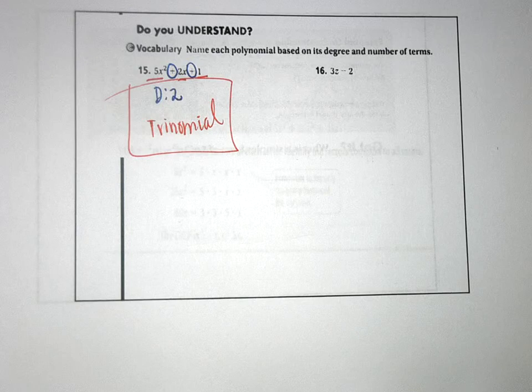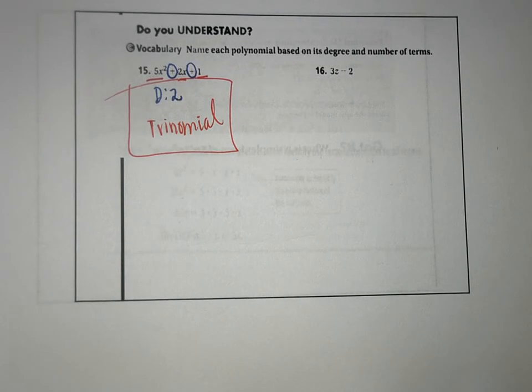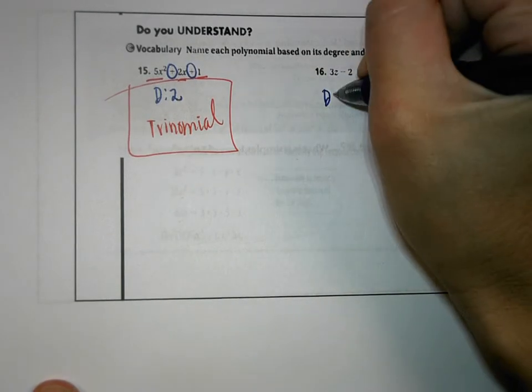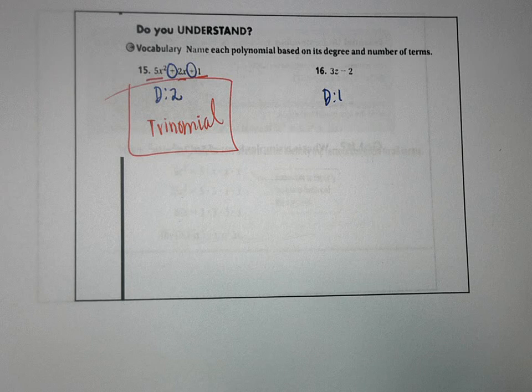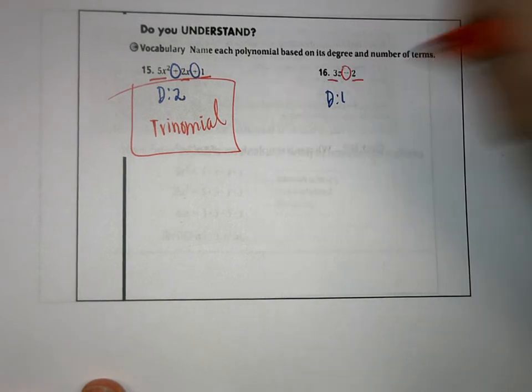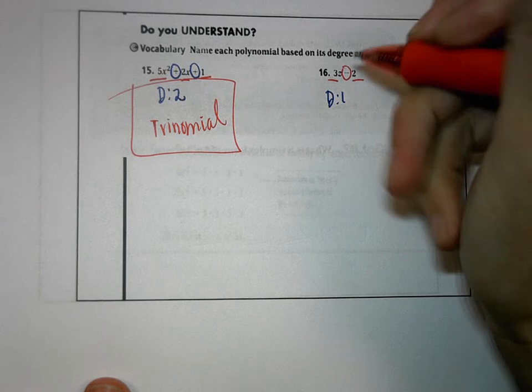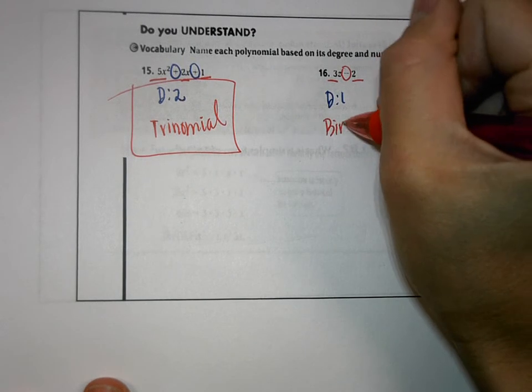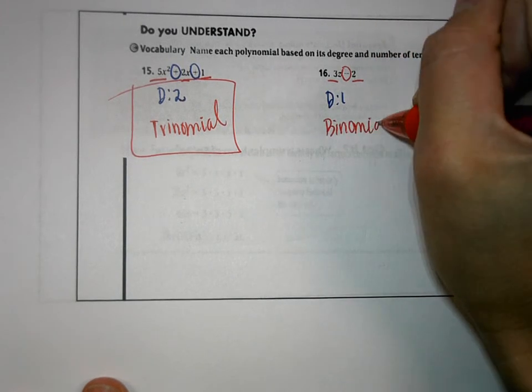Okay, 16, what's the degree? 1. Good. The degree is 1. Again, when you're naming them, you count the terms separated by pluses and minuses. This has how many terms? 2. Which makes it a binomial. Any questions?